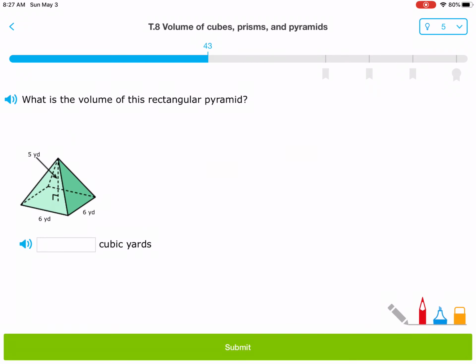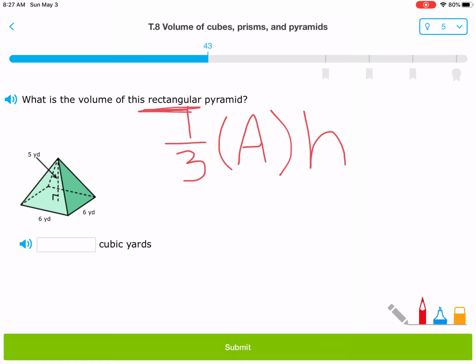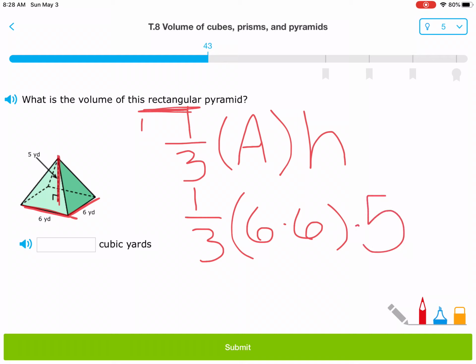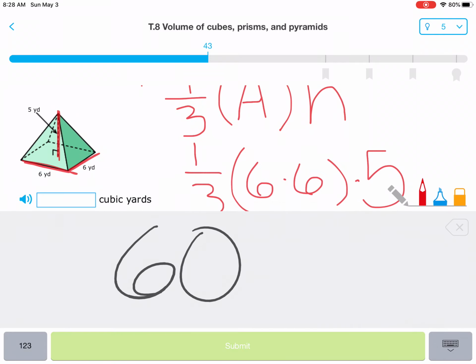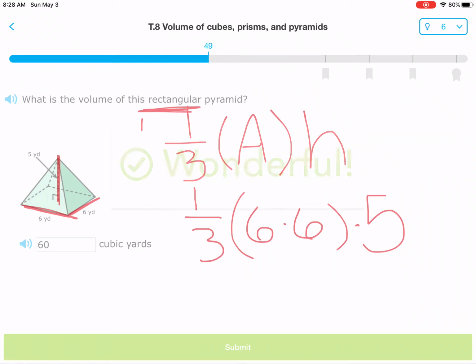We have a rectangular pyramid now. So it's still the same formula. 1/3 times the area of the base times the height of the prism. The area of a rectangle would be what? Length times width. So 6 times 6. And the height of the prism is 5. So 6 times 6 times 5 times 1/3 is 60. Remember, when you're doing multiplication, it doesn't matter the order.